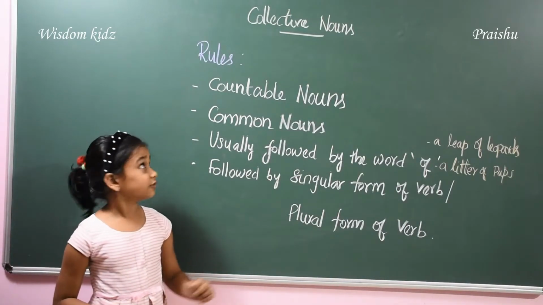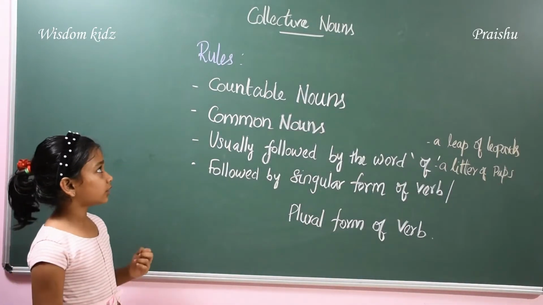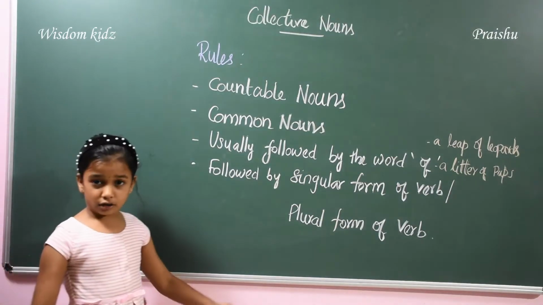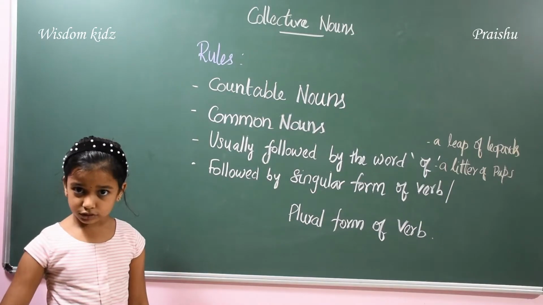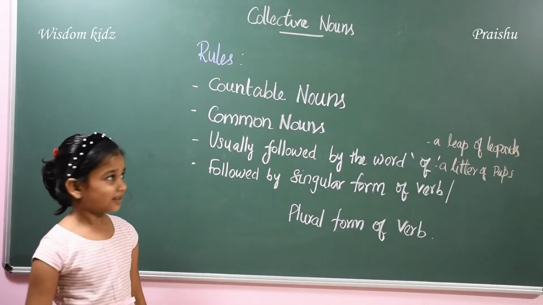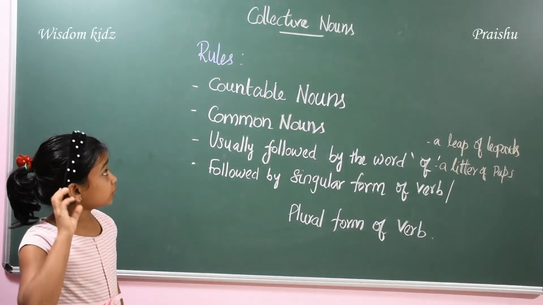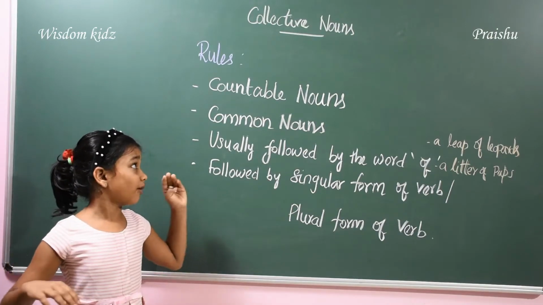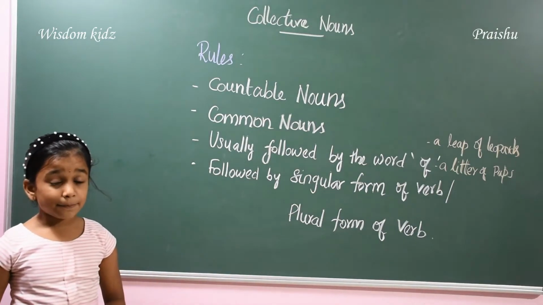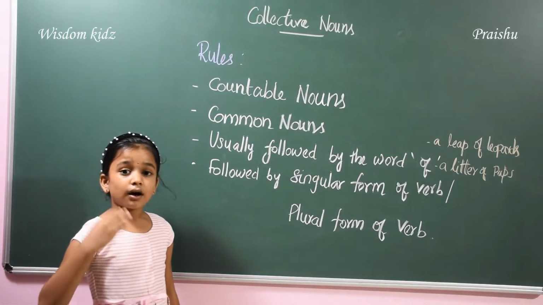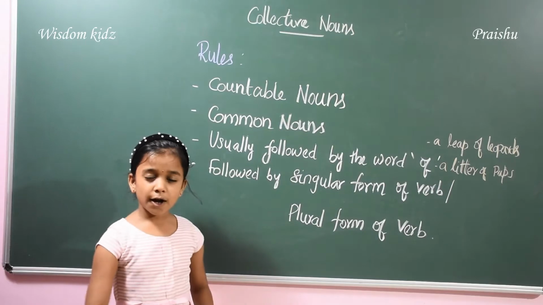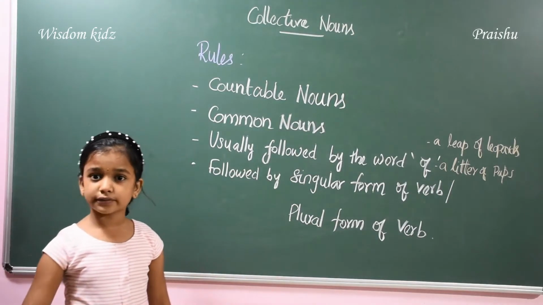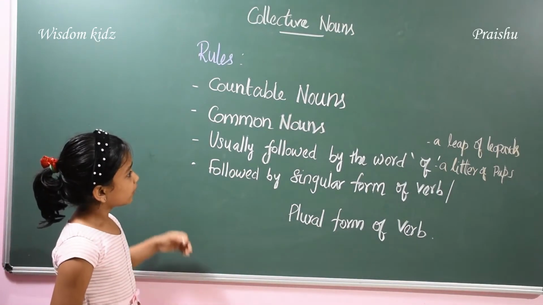Now, I'll tell you some rules for collective nouns. Collective nouns are countable nouns. Collective nouns are not uncountable nouns or mass nouns. Remember, collective nouns are mostly common nouns, but when they come in company names like Microsoft, etc., we use proper nouns. For only those words you use proper nouns.